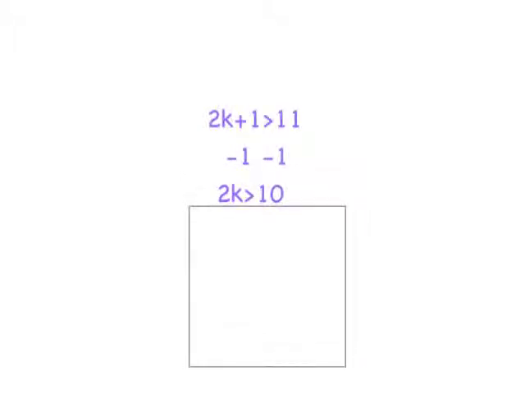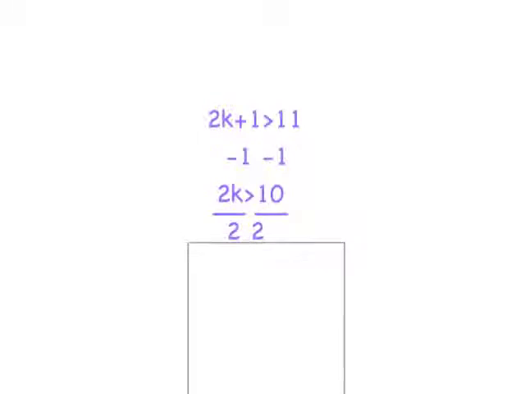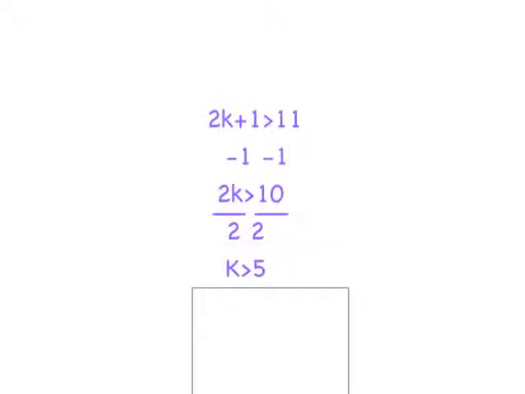Because we don't have k by itself, we must continue. Step 2 is to get rid of the 2. So we divide it out to get k is greater than 5. Pretty easy, right? But we still have to graph it.